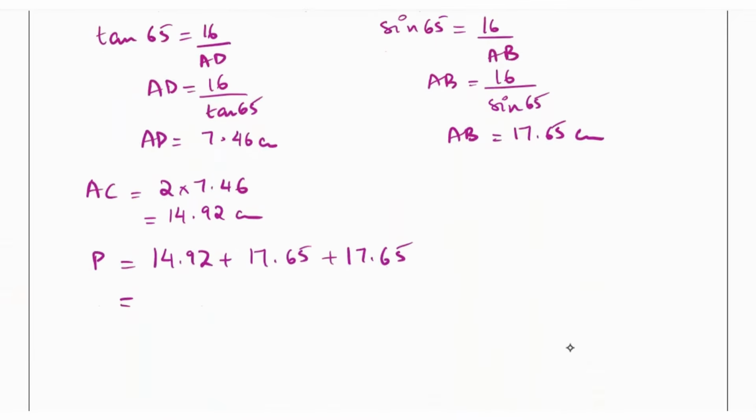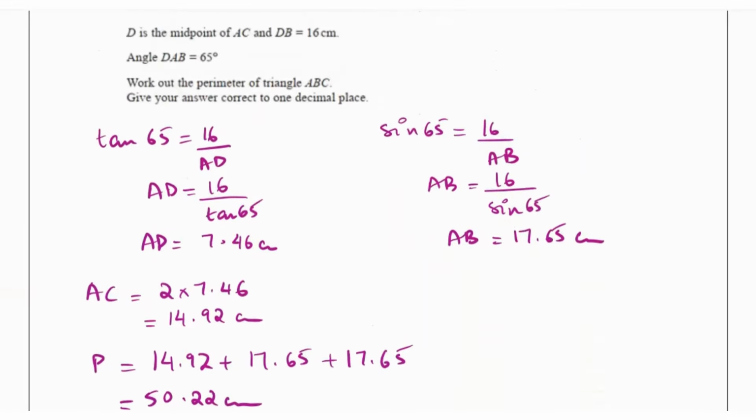So that adds up to 50.22 centimeters. They want the answer correct to one decimal place, so that's going to be 50.2 centimeters. That is the perimeter of this triangle.